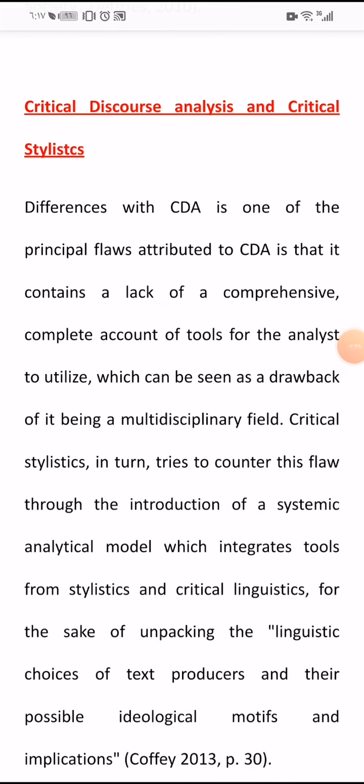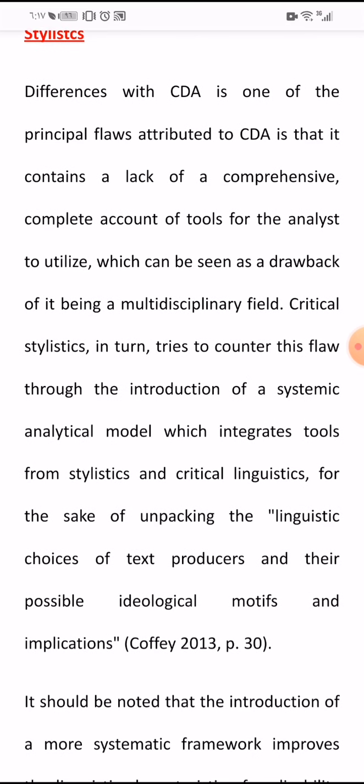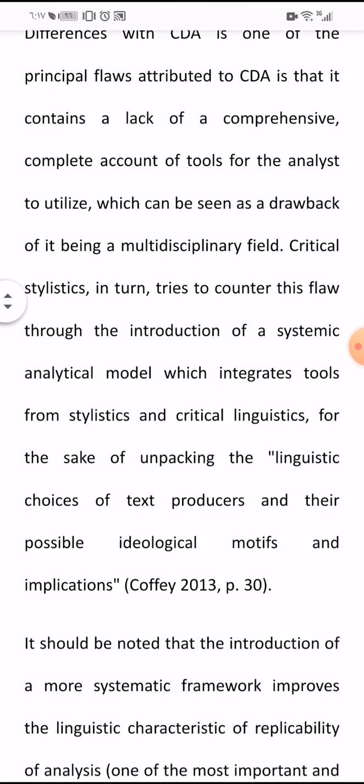Now we will talk about one of the flaws of critical discourse analysis, CDA. CDA contains a lack of a comprehensive, complete account of tools for the analyst to utilize, which can be seen as a drawback of it being a multidisciplinary field. Here critical stylistics wants to counter this flaw through the introduction of a systematic analytical model which integrates tools from stylistics and critical linguistics for the sake of embedding the linguistic choices of text producers and their possible ideological motives and implications.